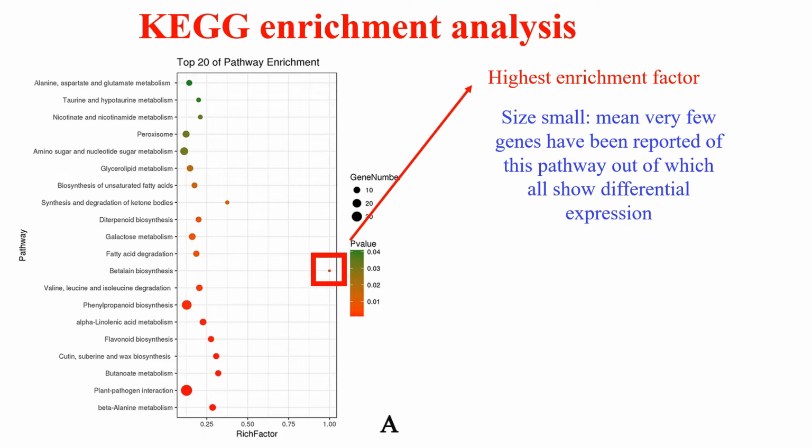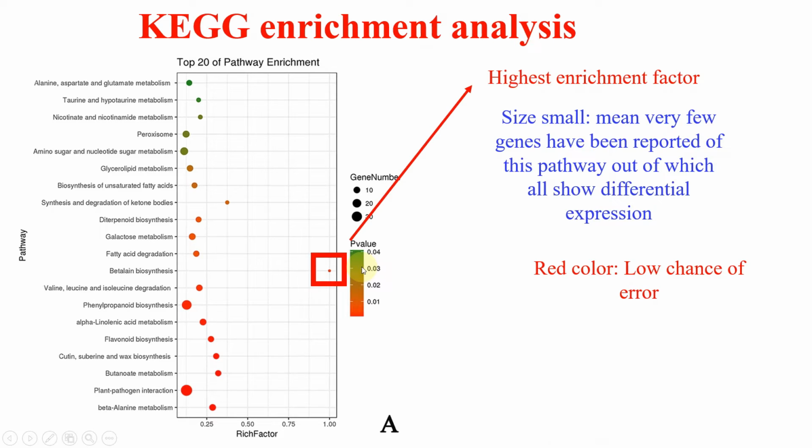So we can see another thing: you can correspond to the size. You can see this bubble has a very small size. It means very few genes have been reported to this pathway. You can see this betalain biosynthesis pathway is not often studied in different literature. So that is why you can see the small size means very few genes have been reported to this pathway, out of which all are showing differential expression.